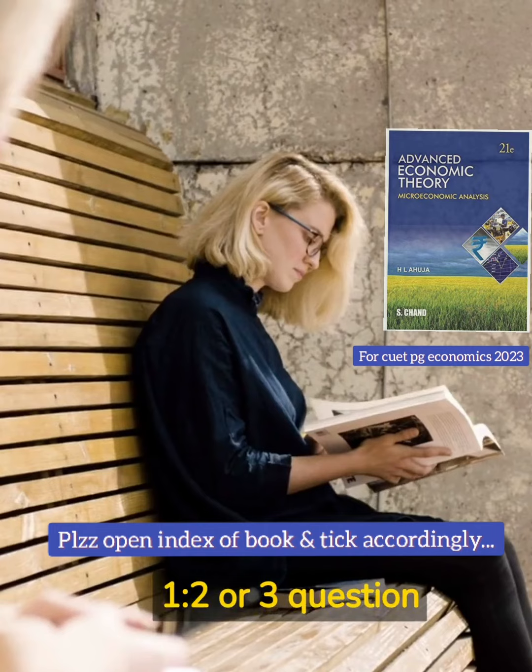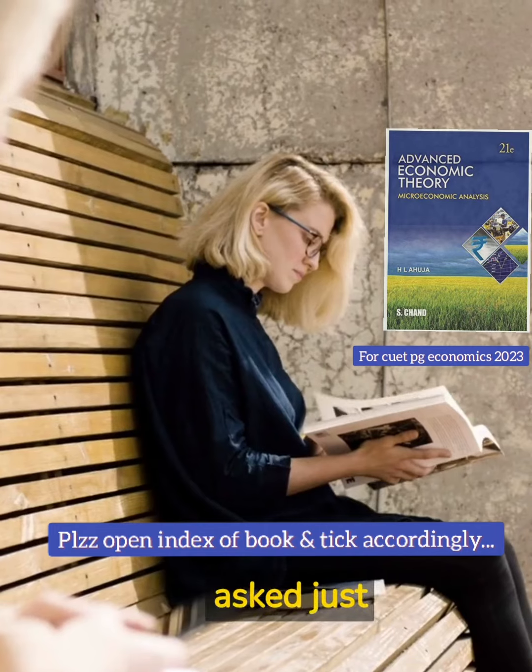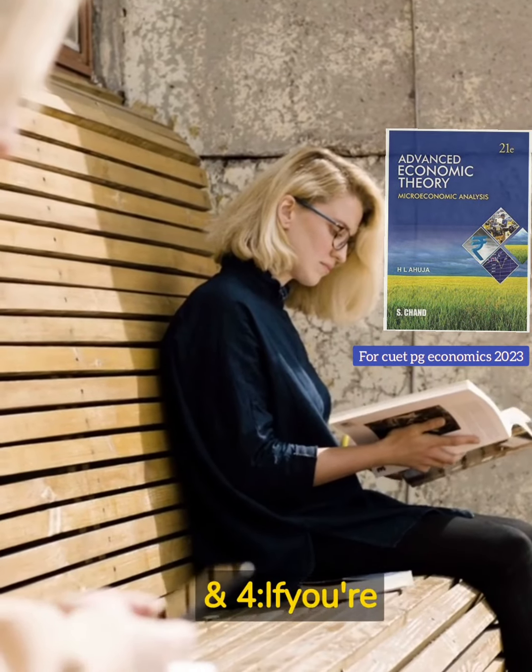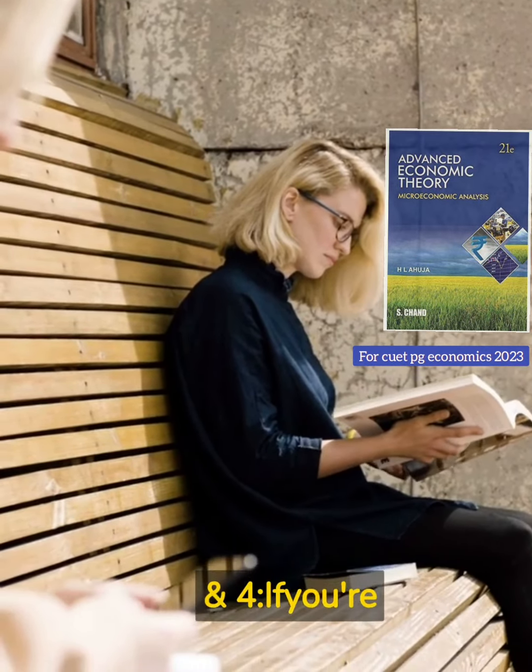H.L. Ahuja Microeconomics chapters. Unit 1, Chapter 1, 2 or 3: question asked. Just read Chapter 2. No need, skip that. Chapter 3 and 4. If you're weak in Mathematical Economics, Chapter 5, if you are weak, then must do. Part 2, Chapter 6, VVI.